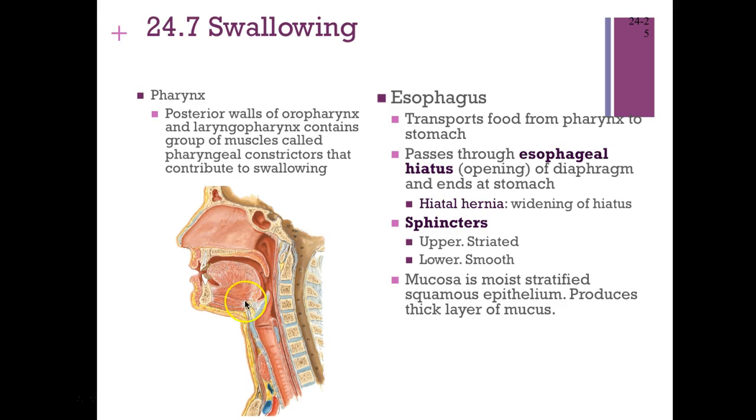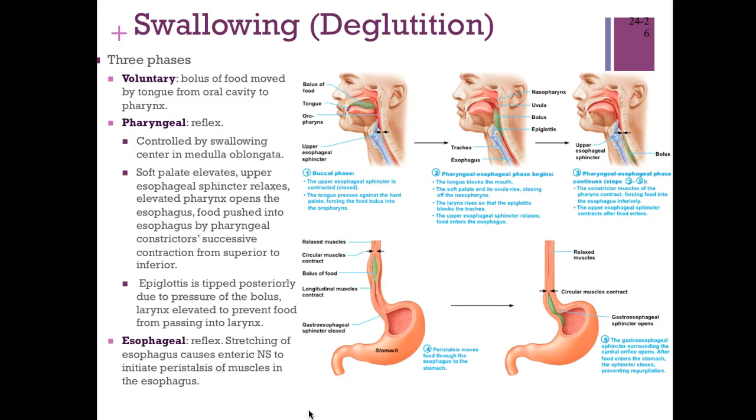We've got two sphincters here in the esophagus. We have an upper sphincter that is striated and the lower sphincter that is made up of smooth muscle. So now let's talk about our three phases of swallowing. Remember, another term for swallowing is deglutition. So our first phase is voluntary. The bolus food is going to be moved by our tongue from our oral cavity into our pharynx.